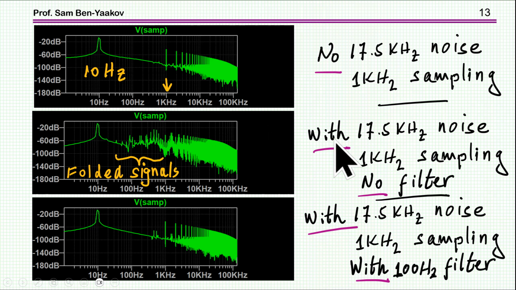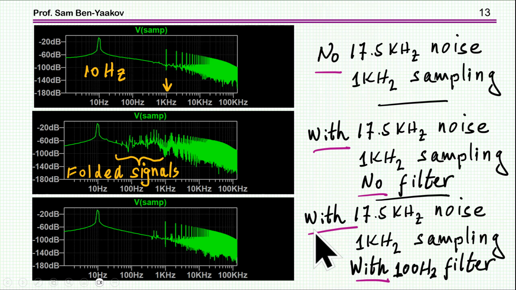Now I'm introducing this 17.5 kilohertz noise square wave. And the sampling is 1 kilohertz and there is no filter. This is the previous case that I've shown. Here is the signal, the spurious aliasing, and these are the folded frequencies. Very bad, corrupting this part here. And by the way, if the noise had been at a higher frequency, it would have penetrated even deeper. So this is very bad.